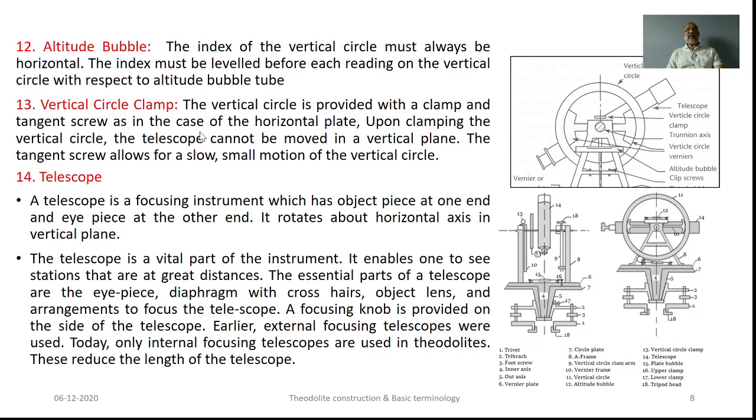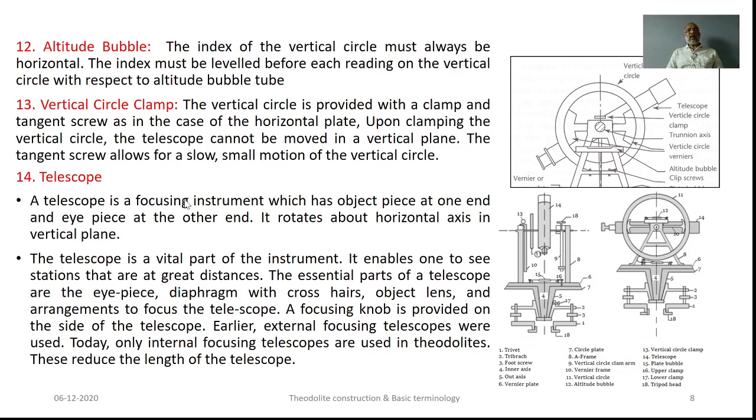Upon clamping the vertical circle, the telescope cannot be moved in a vertical plane. The tangent screw allows for slow and small motion of that particular vertical circle. This particular clamp and their respective tangent screws are very helpful in order to have small, slower motions of the telescope in horizontal as well as vertical plane.